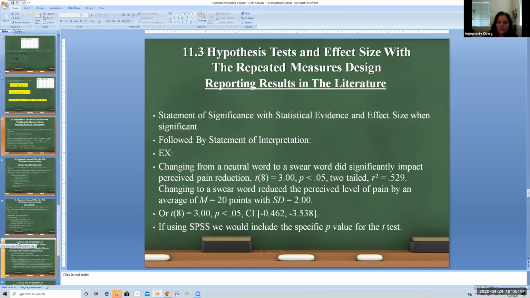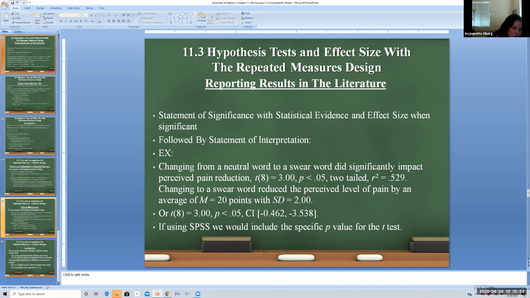Now this takes you through how we report these results. We report the results by using our statement of significance, our statistical evidence. We make sure we include our effect size in that, and then our statement of interpretation with our descriptive stats. So that ends up being: changing from a neutral word to a swear word did significantly impact perceived pain reduction, or pain tolerance, or pain levels, really is what it was.